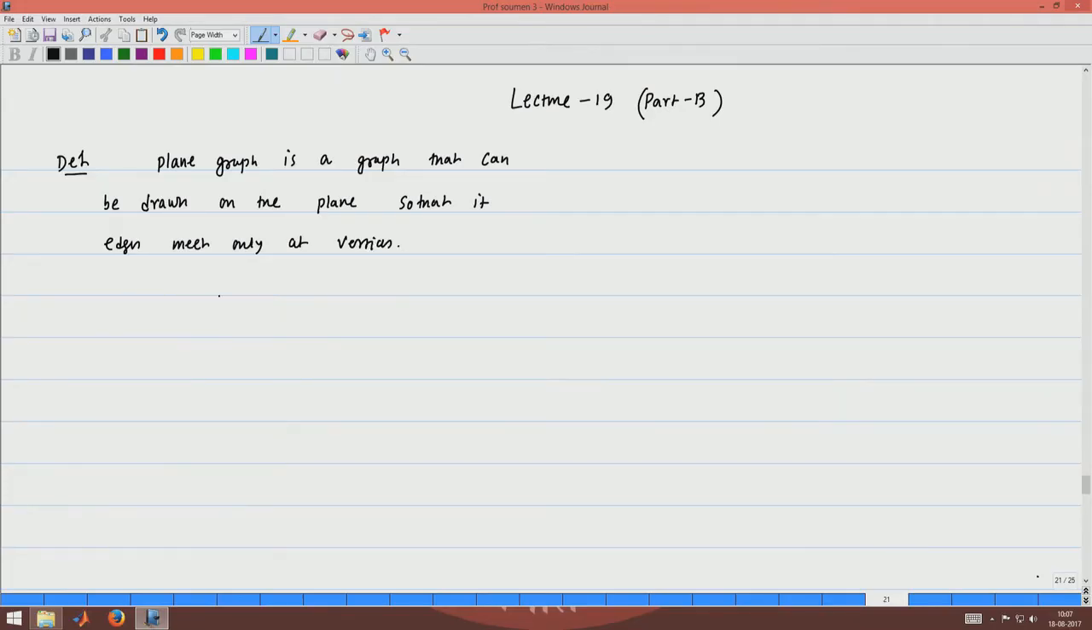Okay, so let me give an example of a planar graph. So, this is a planar graph, though you can see that the two edges cross here, but we can redraw K4 so that the edges meet only at vertices. Well, K4 is a planar graph.